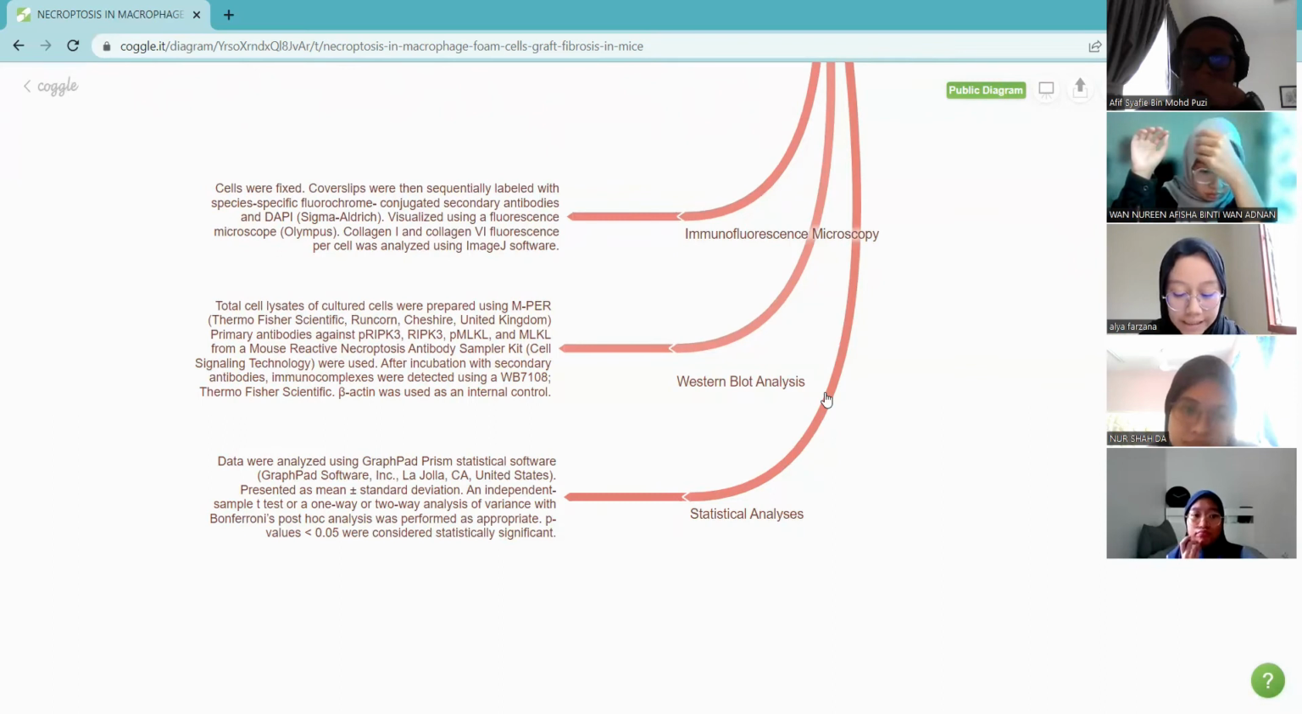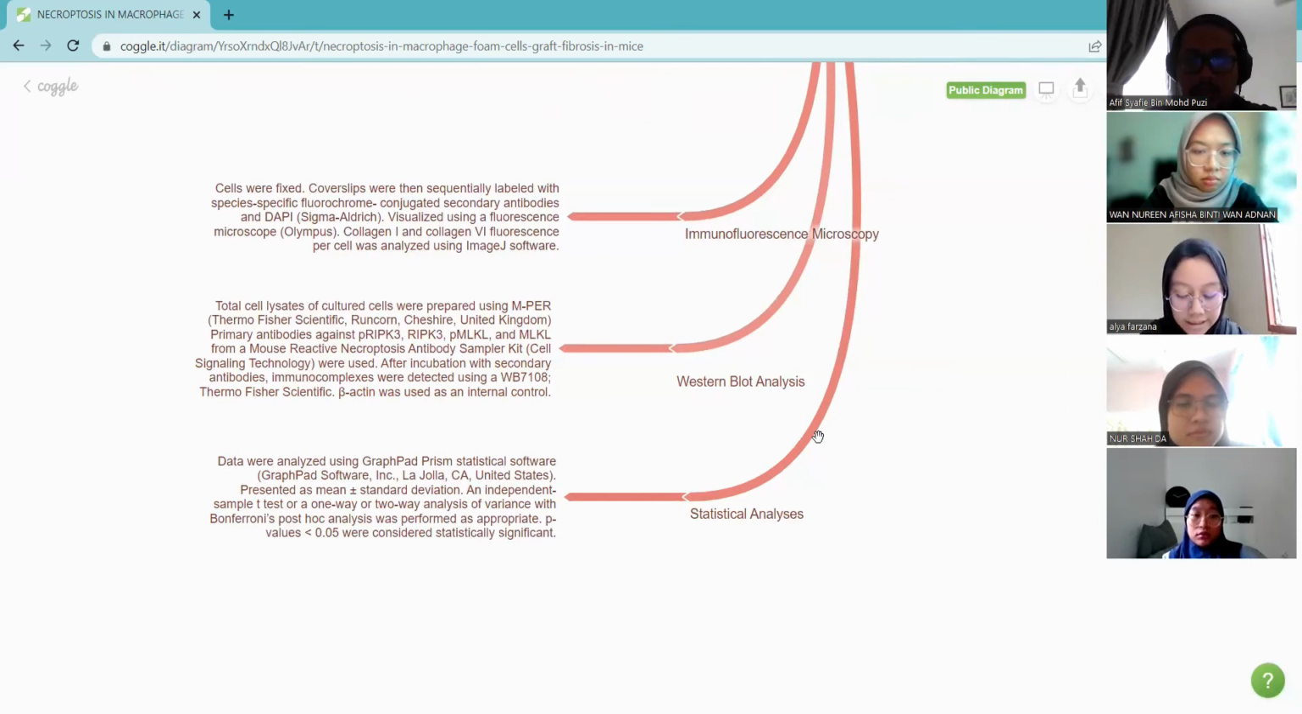And then primary antibodies against RIPK3, pMLKL, and MLKL from a mouse reactive necroptosis antibody sample kit were used. So after the incubation with secondary antibodies, immunocomplexes were detected using a WB7108, which is actually a Western blot chemiluminescent detection kit. So in this experiment, the internal control was beta actin.